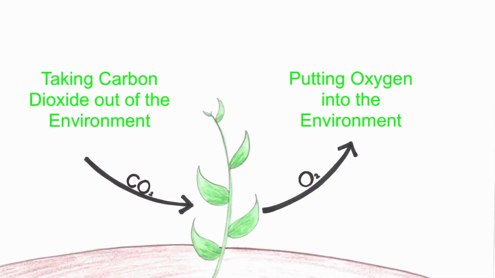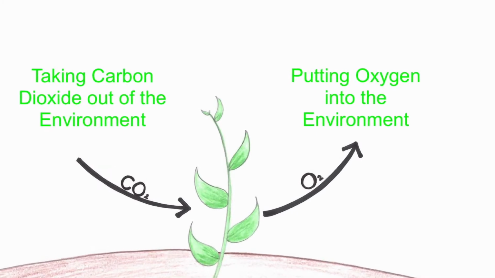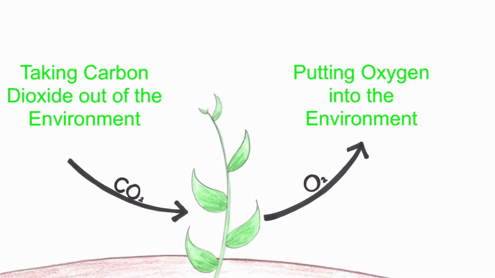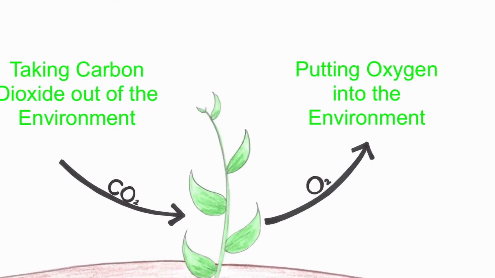By taking it out of the environment and putting oxygen back into the environment, two good things are happening. By taking carbon dioxide out of the environment, you are reducing global warming, and adding oxygen back into the environment gives air for people to breathe.